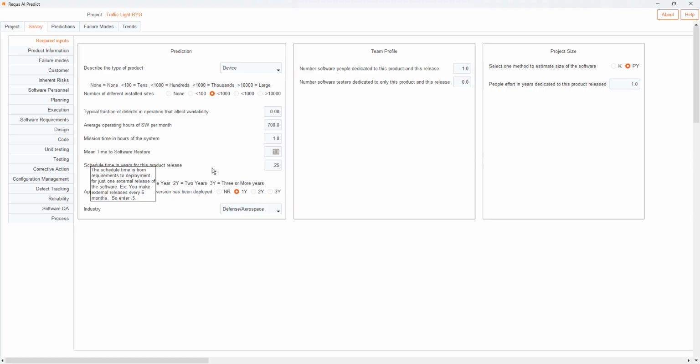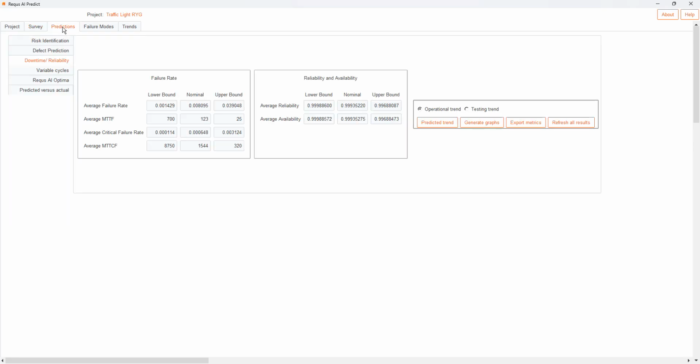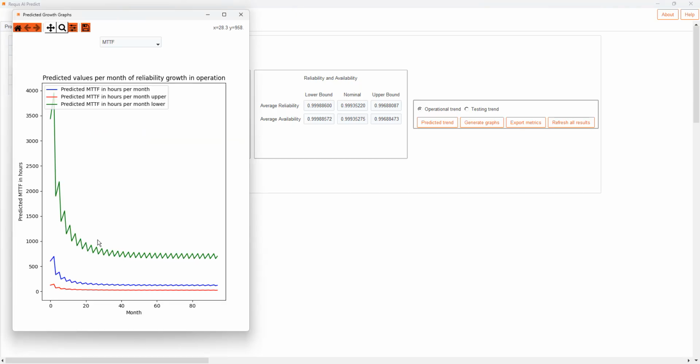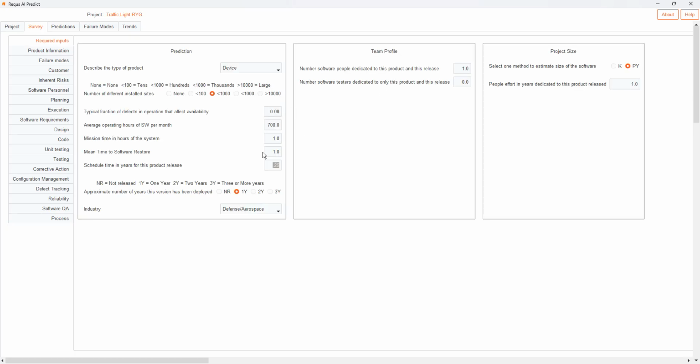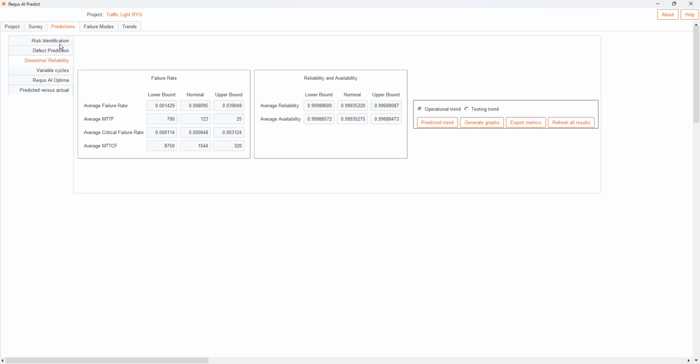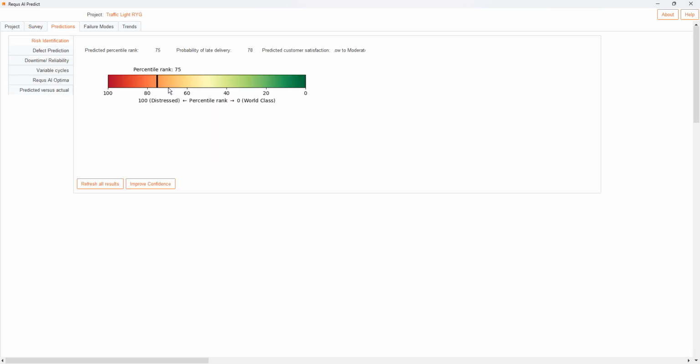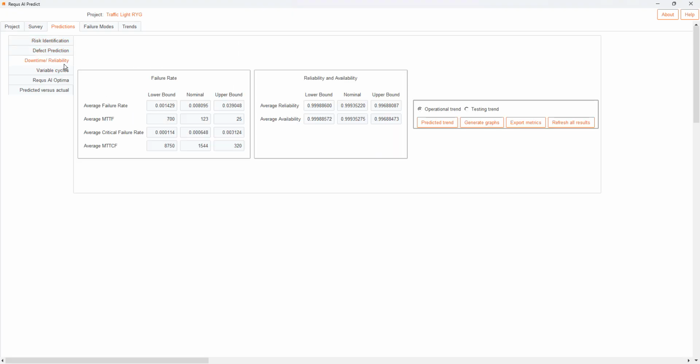The schedule time in years for the product release, we have a quarter of a year, quarterly releases. That is going to determine the width of these sawtooths here. So you can see these are every 3 months here, and that's what that is used for. So again, most of the inputs that affect the RAM panel are right here on the required inputs, as well as the defect density and the risk level affects the defects, and the defect predictions are going to directly affect these inputs here.